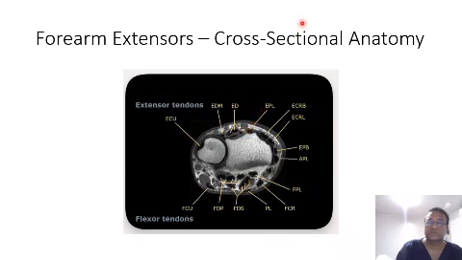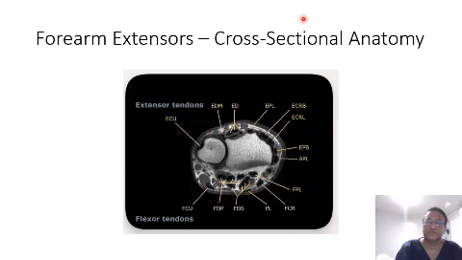Laterally we can identify extensor carpi radialis brevis and extensor carpi radialis longus. These two tendons are in the lateral area. This is your medial side, this is your lateral side. Extensor carpi radialis brevis and longus you can see on the lateral side. They are key players in wrist extension and radial deviation.